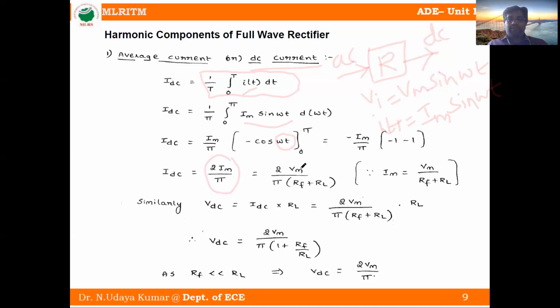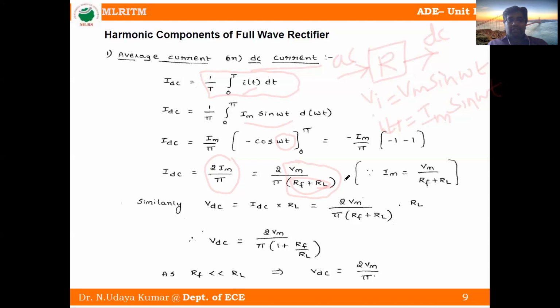What do we mean by Im? Im is equal to Vm by Rf plus RL. We know that I is equal to voltage by resistance. What do we mean by Rf? Rf is the forward resistance when the diode is forward bias, and RL is the load resistance. So this is the total resistance. Maximum voltage divided by total resistance gives the maximum current.